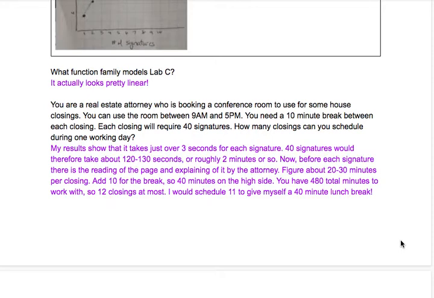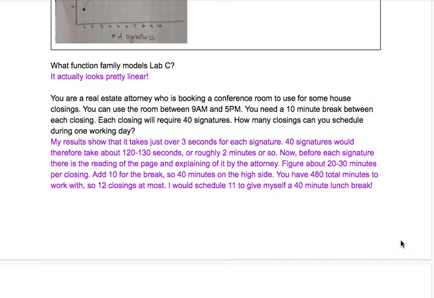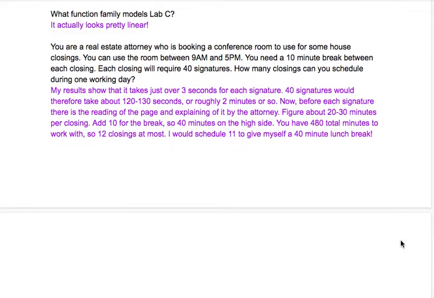From 9 to 5, that's a total of 8 hours, which is 480 total minutes. So at most you could have 12 closings. And me personally, I'd schedule 11 and I'd make that 12th empty slot my lunch break. Knowing that sometimes these would finish early, I know I can schedule like a coffee break or a bathroom break. So I'd schedule 11 closings per day.